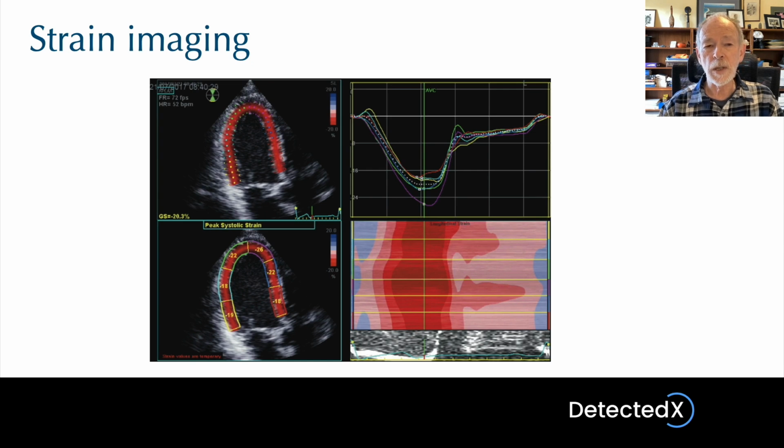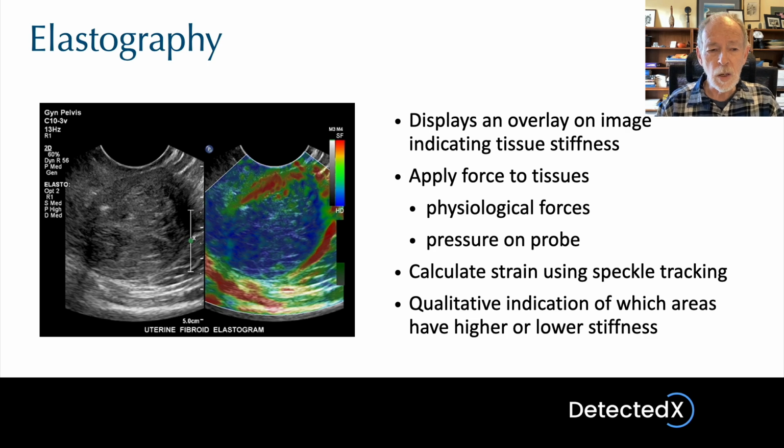Elastography is going to do something a little different. It's going to look at the strain in tissue caused by an externally applied force. So here we have the normal kind of elastography, standard elastography. You'll see that we have a grayscale image, and then we have, as in the previous diagram, a color overlay. But in this case, the overlay is indicating in a qualitative way stiffness of the tissues.